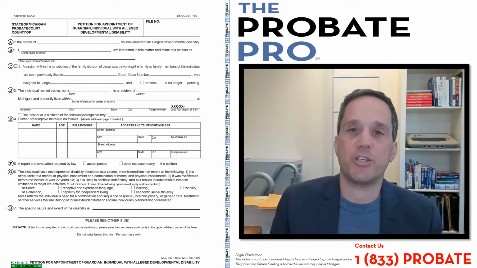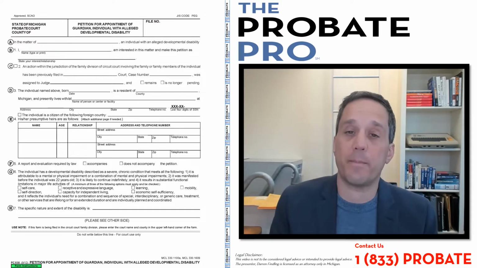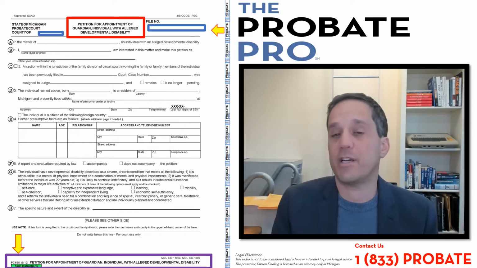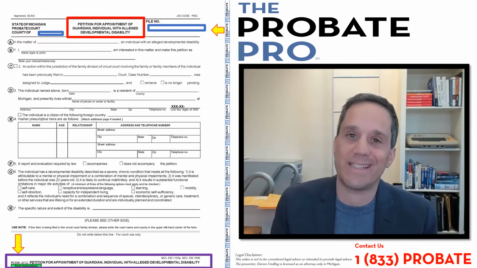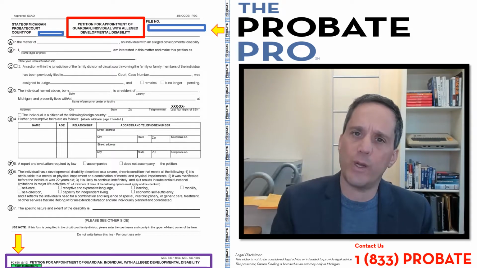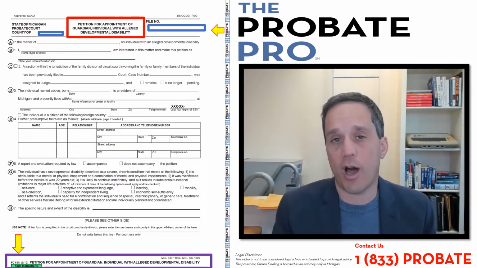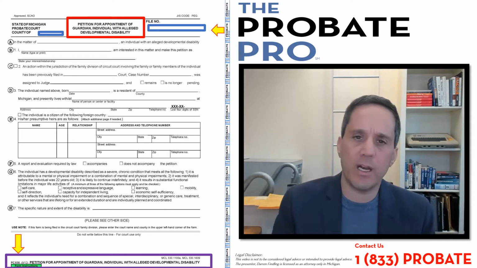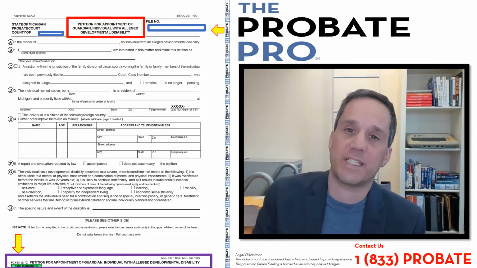The petition for guardianship of a person with a developmental disability. Hi, I'm Darren Findling of the Probate Pro, and we're going to examine SCAO Form PC 658. SCAO, which stands for State Court Administrative Office, PC for Probate Court. This is a Probate Court Form 658.